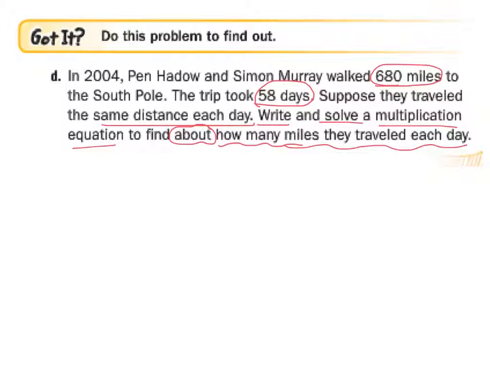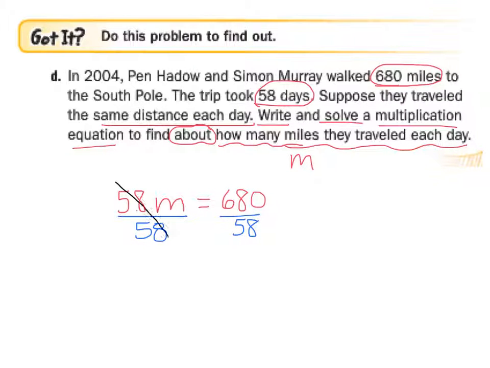So let's do m for miles for our variable. So if every day they went the same distance and they traveled for 58 days, I would take the number of days times the miles that they walked to get my 680. So in order to solve this, I'm going to divide both sides of my equation by 58. And so the 58's cancel, and I'll have m is equal to, and I really can't solve this one in my head, and I know I'm just doing about, so let's just see how it lines up.